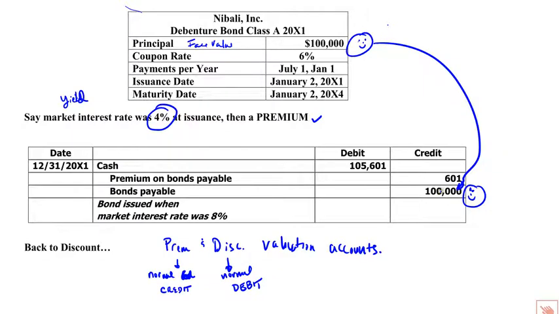Okay, so 100,000 plus the 5,601, that's 105,601, is the carrying value at issuance. So bonds payable plus the premium equals the carrying value. And in this case, the proceeds are also the same as the carrying value because it's the date of issuance. All right, so that's the premium case. Discounts are debits. Premiums are credits.